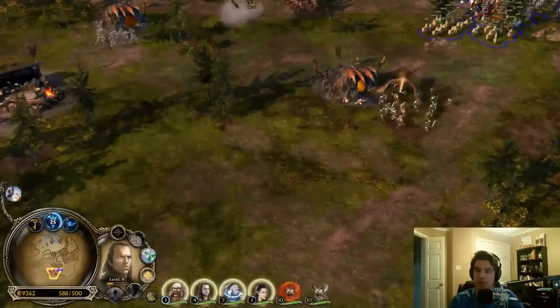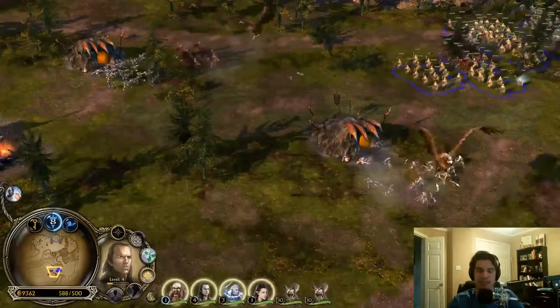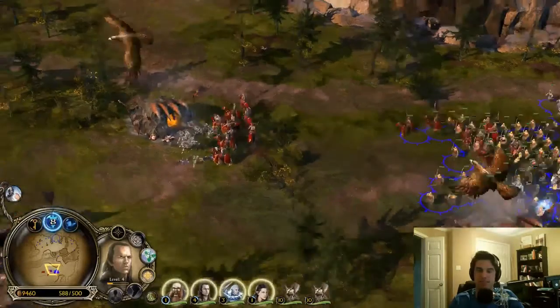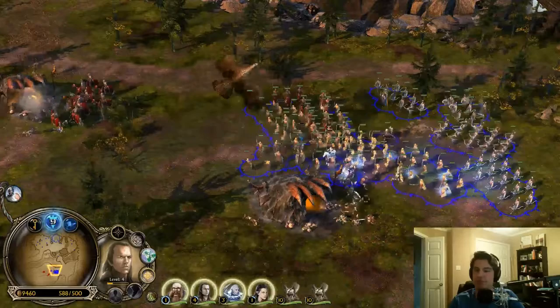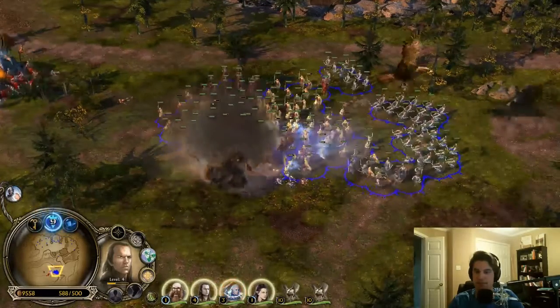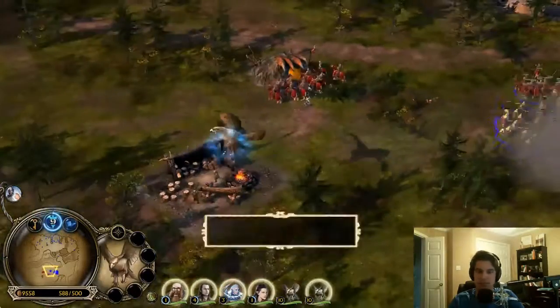Keep moving up. Come on. We got to keep going. He's just picking people up and dropping them off. Let's keep rolling. Keep rolling.